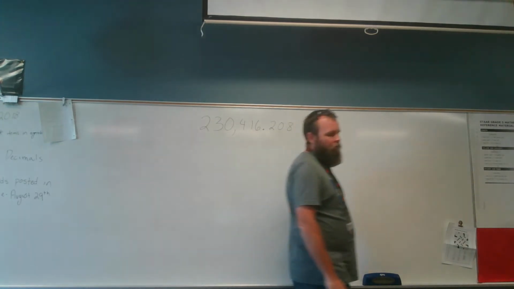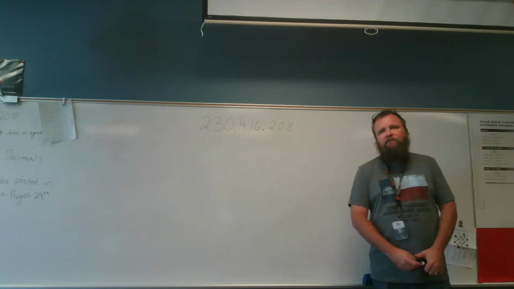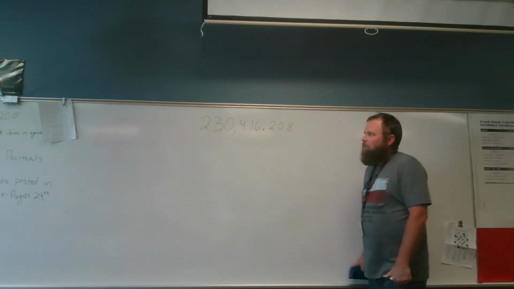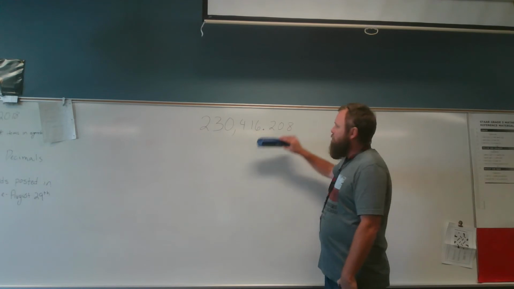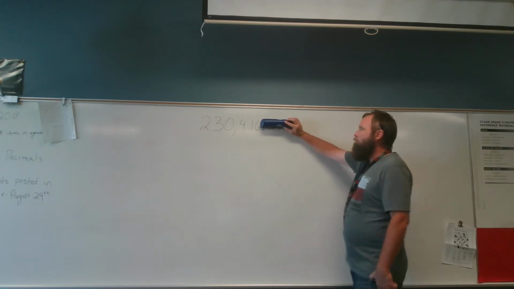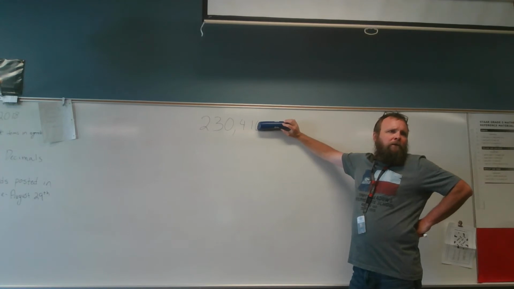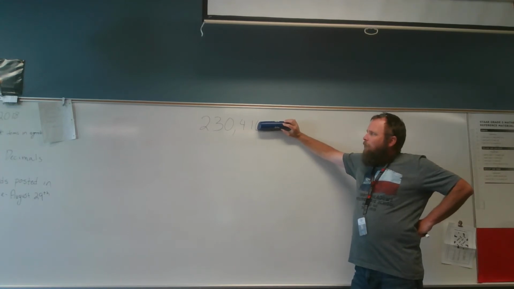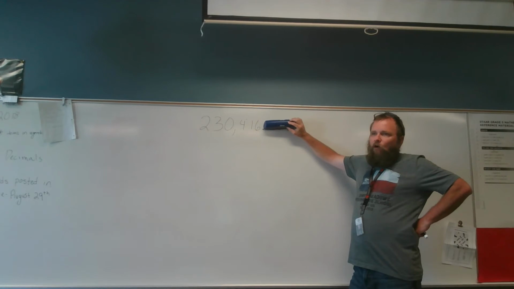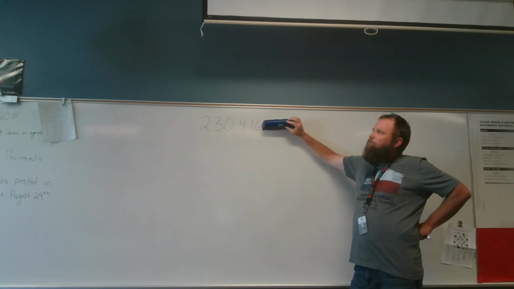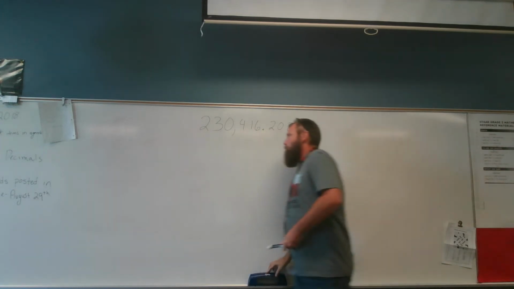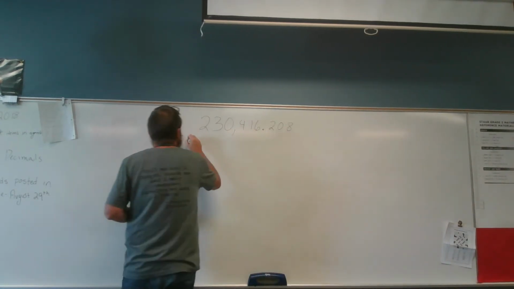Writing it in words, a lot of kids are like, there's a decimal point, I can't do it. But if I were to ask, Zoe, how do you say that number that's in front of the decimal point? The whole thing. 230,416. Good. 230,416.